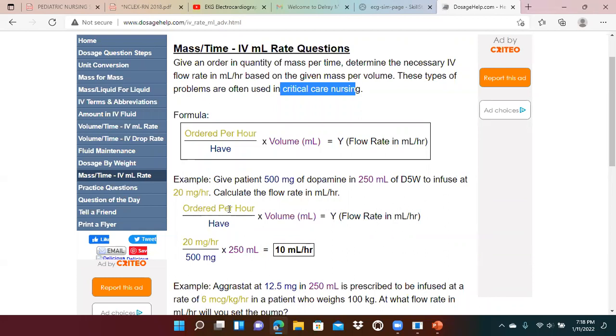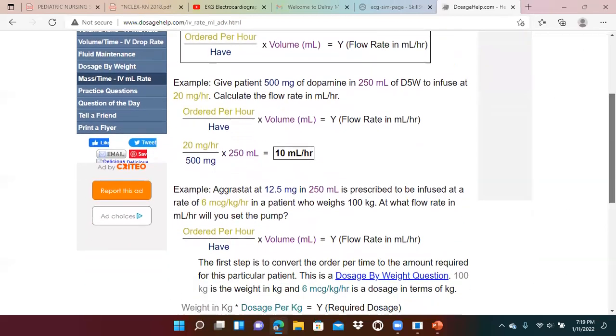So here ordered per hour, it is 20 ml per hour. So it is the unit. So check the unit, put the number. And medication in hand, give the patient 500 dopamine, and this dopamine 200 ml liquid volume in ml. So when you calculate this one, the answer is 10 ml per hour. So another example here.